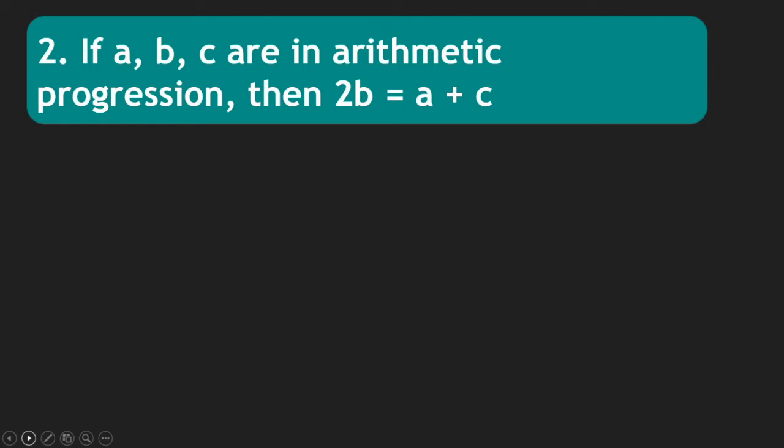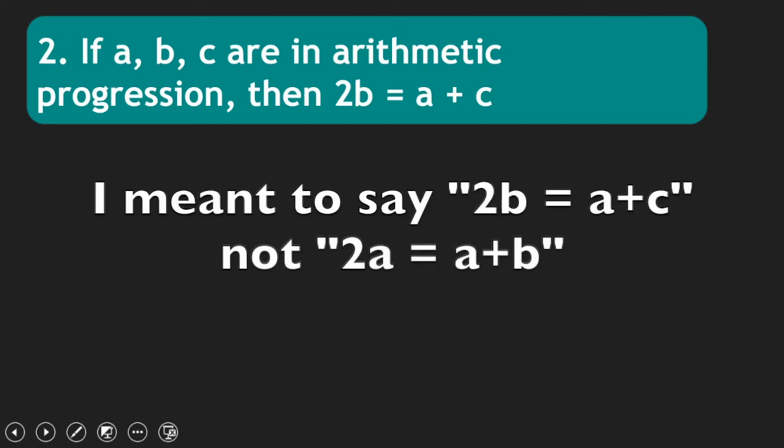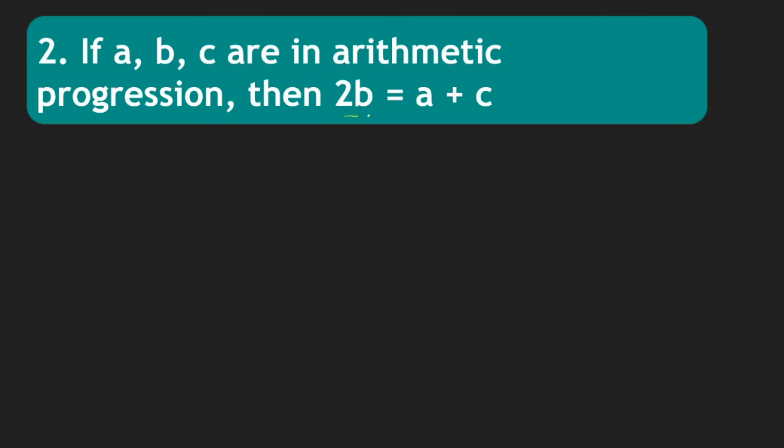Number 2. If a, b, and c are in an arithmetic progression, then 2b is equal to a plus c. All right. So in my opinion, this is a very, very important property, right? You will find a decent number of questions with respect to this property. So let me just derive how we get this.